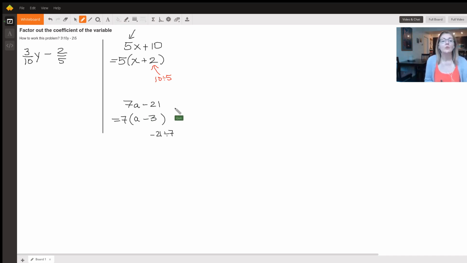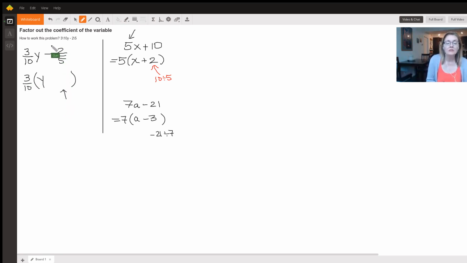All right, so we're going to imitate this procedure to work the problem we're interested in, which is the one with fractions. So our problem was 3/10 × y − 2/5. We want to factor out the coefficient of the variable, so we're going to factor out the 3/10. So we write the 3/10 in front of the parentheses. And then what we need to do is we need to see what's left behind. So 3/10 × y gives us the first term, but this second term is not so easy.